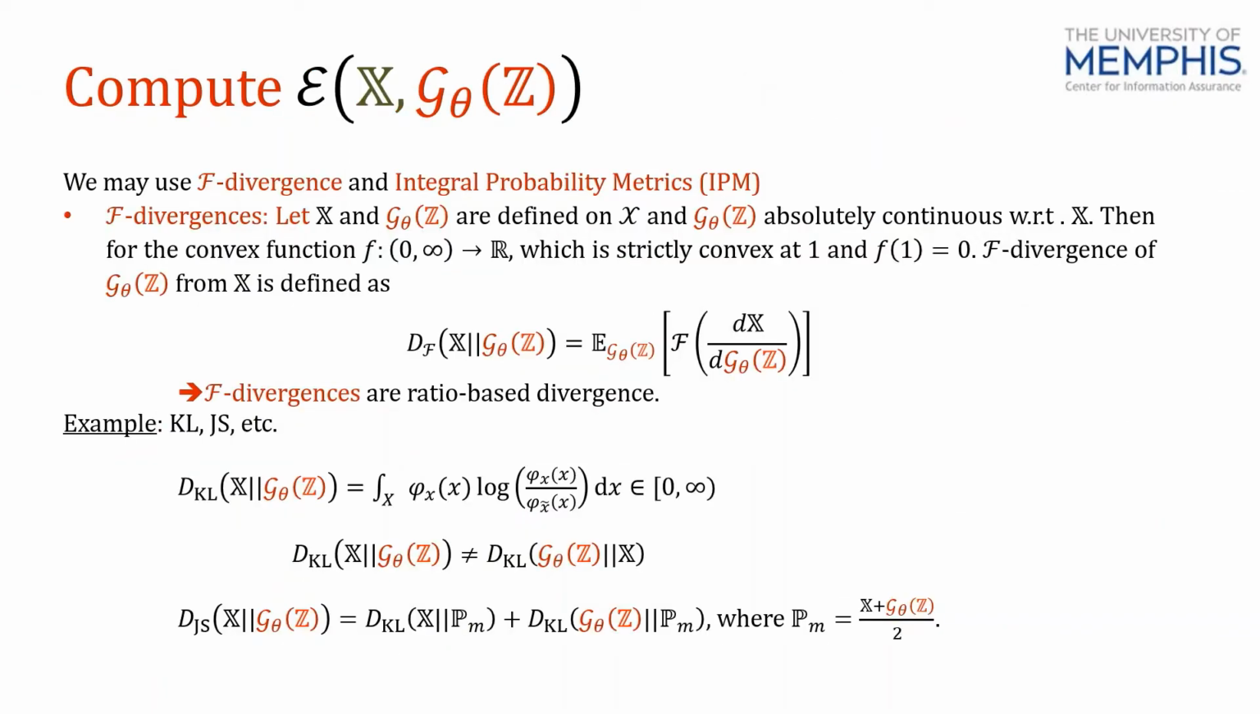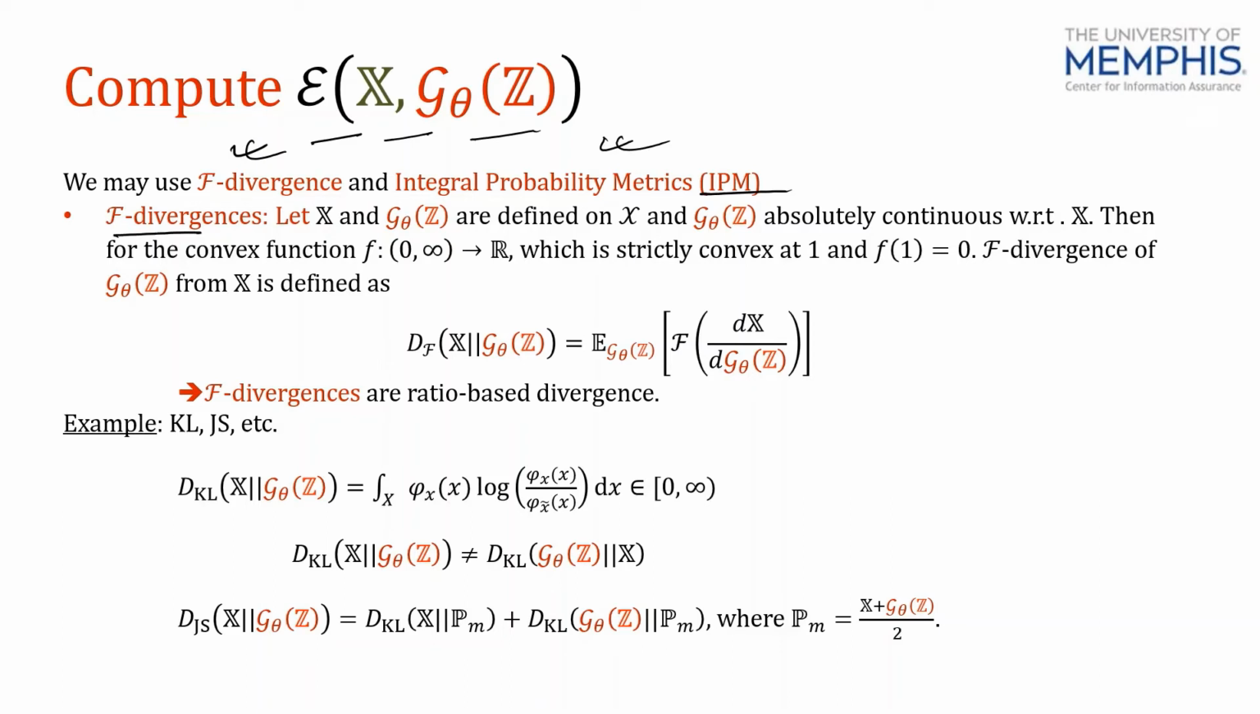The integral probability metric generally computes this discrepancy, that means between the original and the fake distribution, using generally two discrepancy measures. One of them is called the f divergence, and the other one is the integral probability metric. We call them IPMs. Now, let us discuss them one by one.